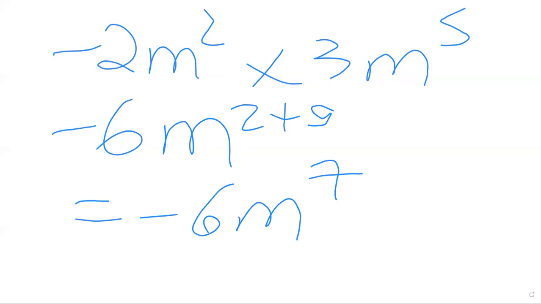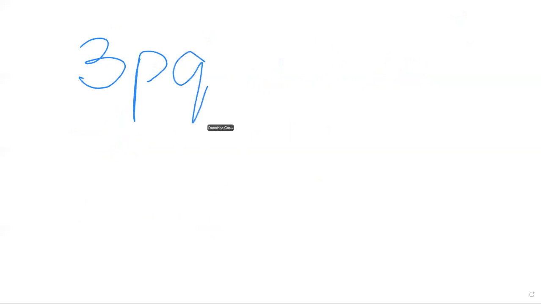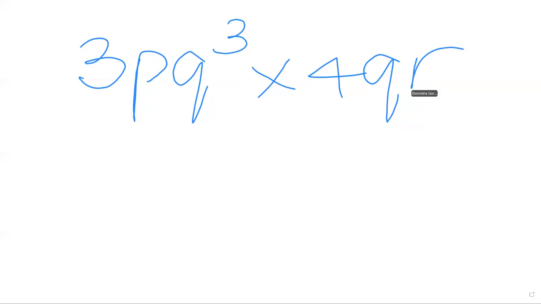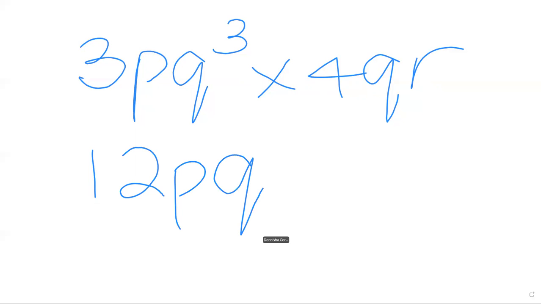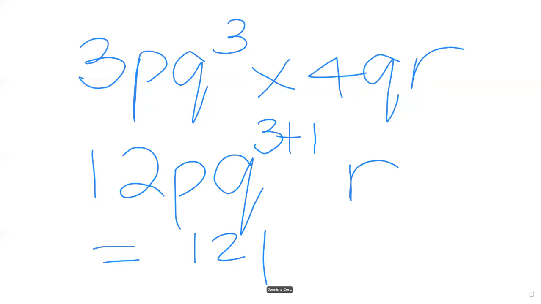We move to question number 4. Feel free to go back, pause the video and write the answers. 3pq cubed times 4qr. 3 times 4 gives us 12. We have p not being multiplied by any other p, so it's just p. And then we have q cubed times q to the first, so we add the powers. And then we have r, so the final answer is 12p q to the 4th power r.